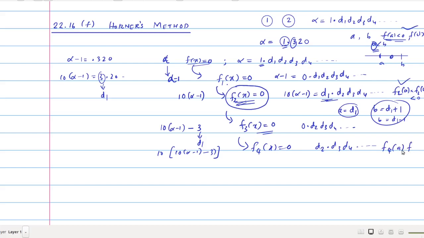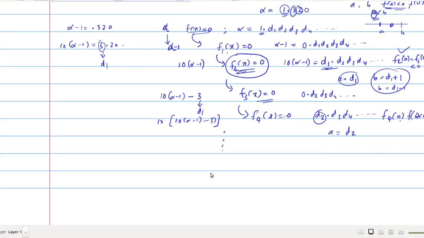So find out a and b such that f4 of a and f4 of b have opposite signs, and take the smallest one as a. Then you can get a is equal to d2. Then we can track this. Then you will get d2 is 2. ഇതാണ് ഹോണേഴ്സ് മെത്തേഡ് എന്ന് പറയുന്നത്. കണ്ടിന്യൂ ചെയ്യാം, നമുക്ക് എത്ര പ്ലേസ് വേണമെങ്കിലും കണ്ടിന്യൂ ചെയ്യാം.